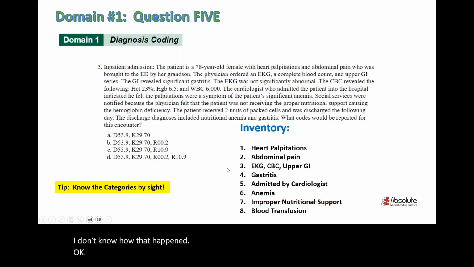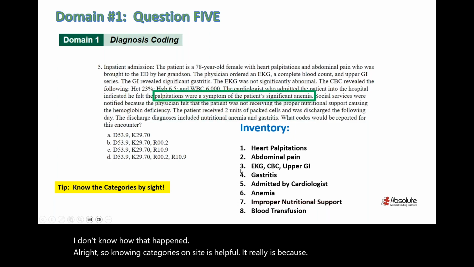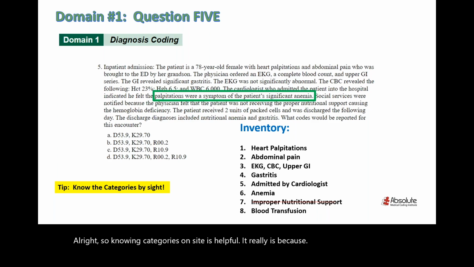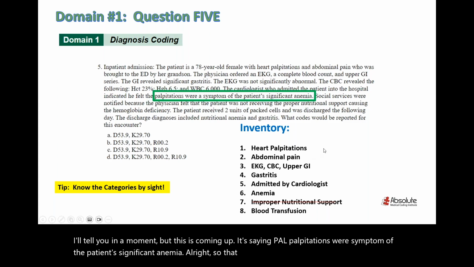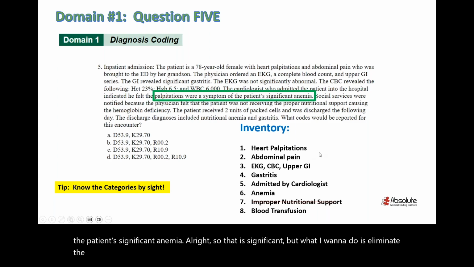All right, so knowing categories on site is helpful. It really is, and I'll tell you in a moment. But this is coming up. It's saying palpitations were a symptom of the patient's significant anemia. All right, so that is significant. But what I want to do is eliminate the items off of this inventory list so I can really focus on what needs to be coded.